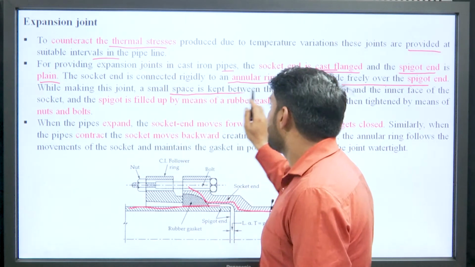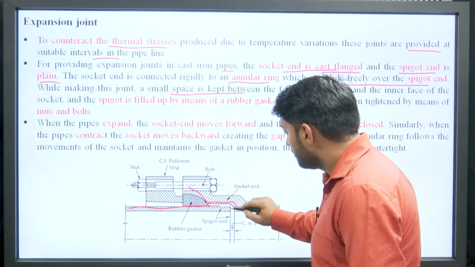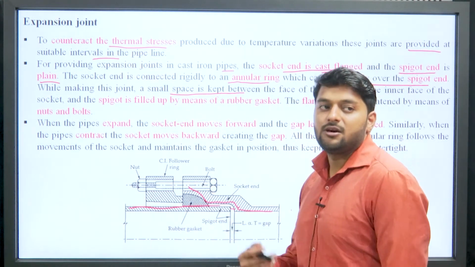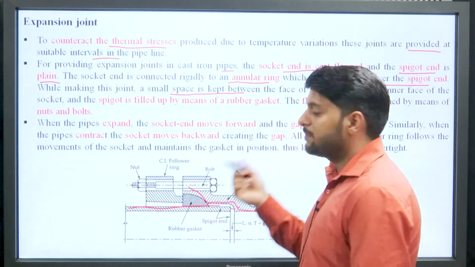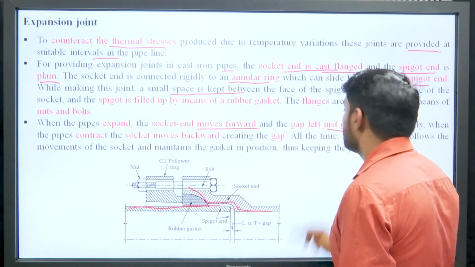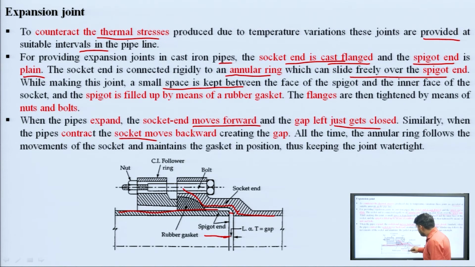While making this joint, a small space is kept between. Why a small space? Because at the time of expansion, the pipe tries to expand, and when it is going to expand, there is a need of space. If there is no space, then the pipe is going to burst because of the expansion. So, when the pipe expands, the socket end moves forward and the gap left is just closed, and when the pipe contracts, the socket end moves backward. It means during expansion it will move in this direction, while during contraction it is going to move in that direction. So, it is the movement of the socket end. In expansion the socket end comes closer, while in case of contraction the socket end will move far away from that particular point.